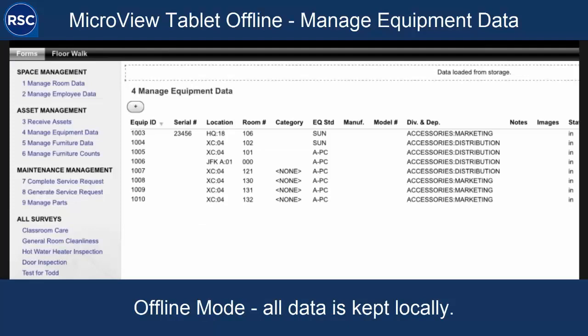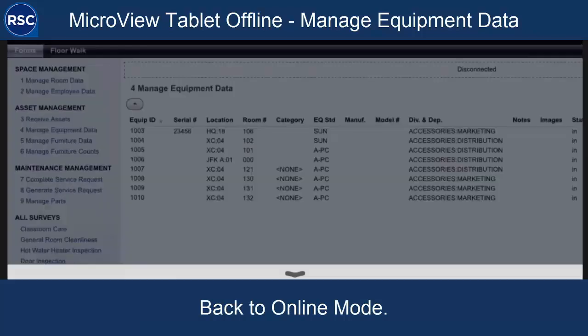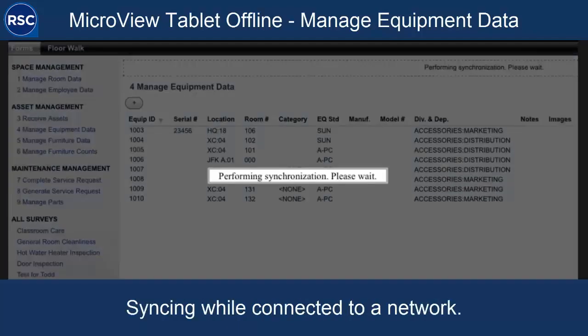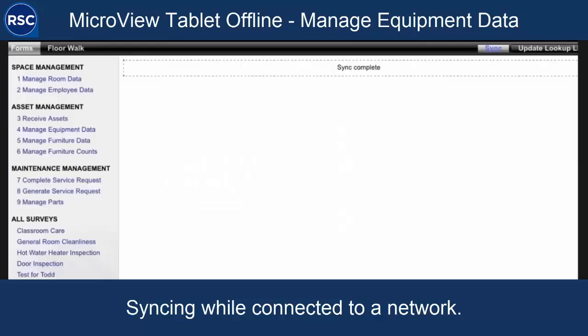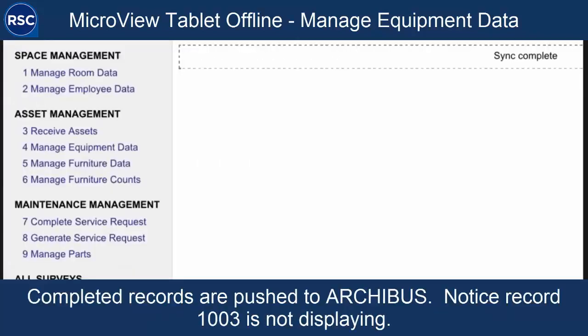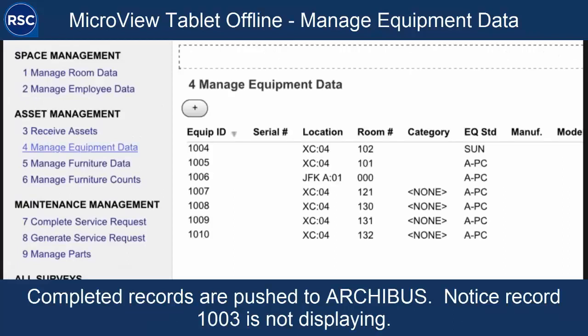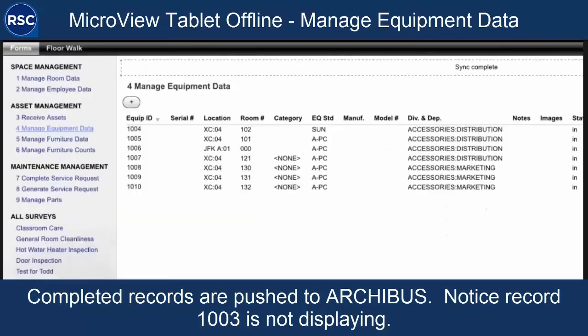Right now, all of this data is kept locally and is not a backup on the server. We'll go ahead and turn the Wi-Fi back on. And it's performing a synchronization again, this time finding the server and pushing that data up. Okay, so we've synced it complete. We're going to go back to Manage Equipment Data, and you'll notice that the 1003 item has disappeared from our list. That's because that record has been pushed back to the server.